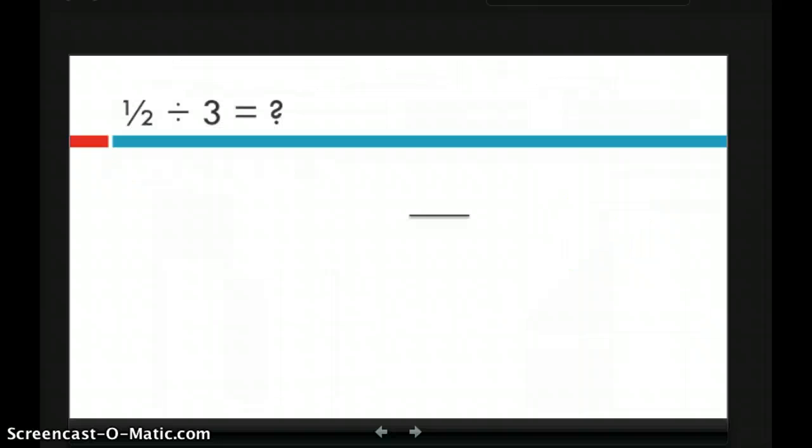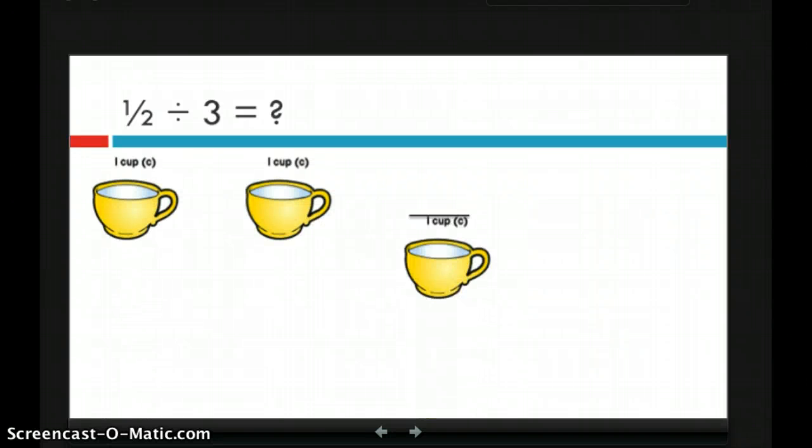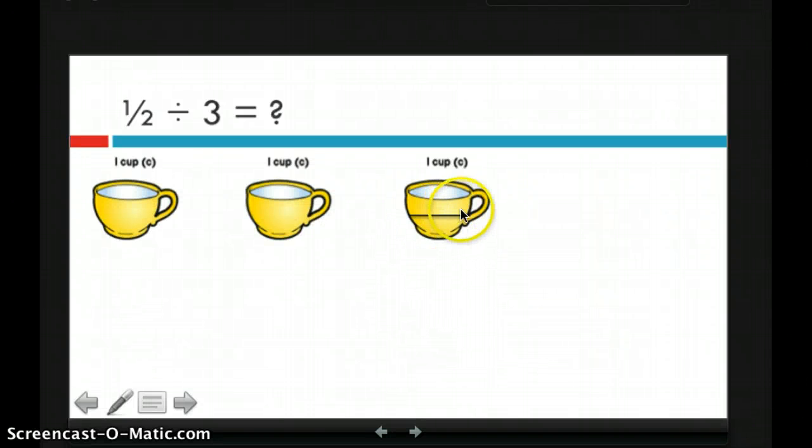Now we're going to look at it the same way, just with pictures. She needs 3 cups, but she only has this half of a cup. Let's cut the others in half and count. She can bake 1/6 of a batch.